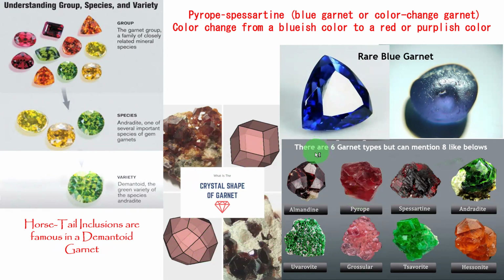Now look at the names. There are 6 garnet types we learned earlier, but we can mention 8 like below. Earlier we learned 6, but now I am explaining 8. Almandine, see the crystal shape. Pyrope, spessartine. Spessartine is the family name. Variety names: Andradite, Grossular, Tsavorite, Hessonite. Tsavorite is famous for Tanzania, with a very beautiful green color. These are the main 8 garnet types.